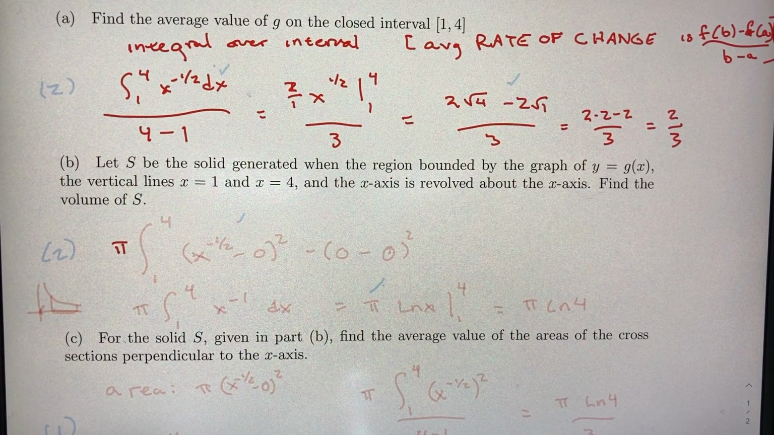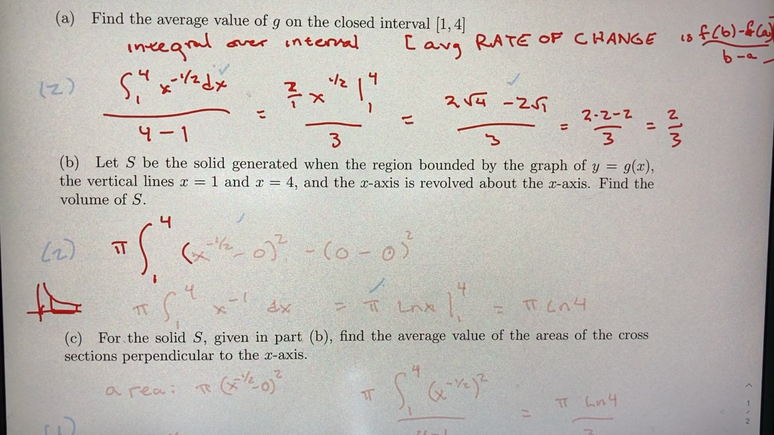Vertical lines x equals 1 and x equals 4 are going to be bounds. You're rotating around the x-axis. If I take a quick look at 1 over square root of x, whatever that looks like, between 1 and 4, the bottom bound is the x-axis. So this is going to be disks.